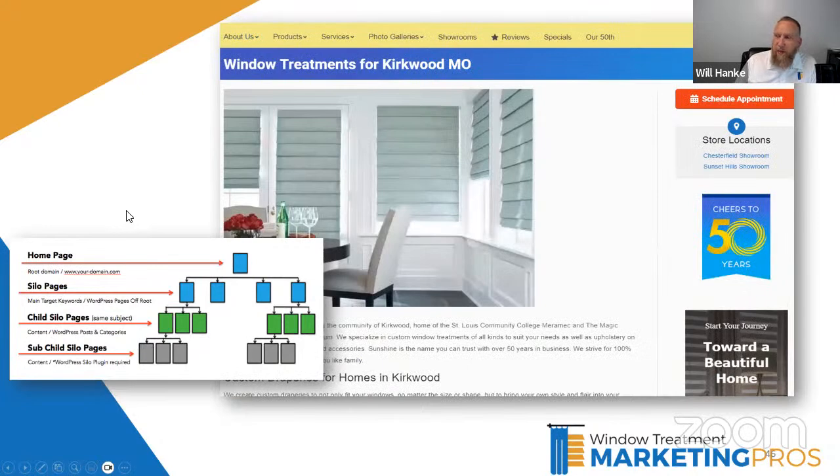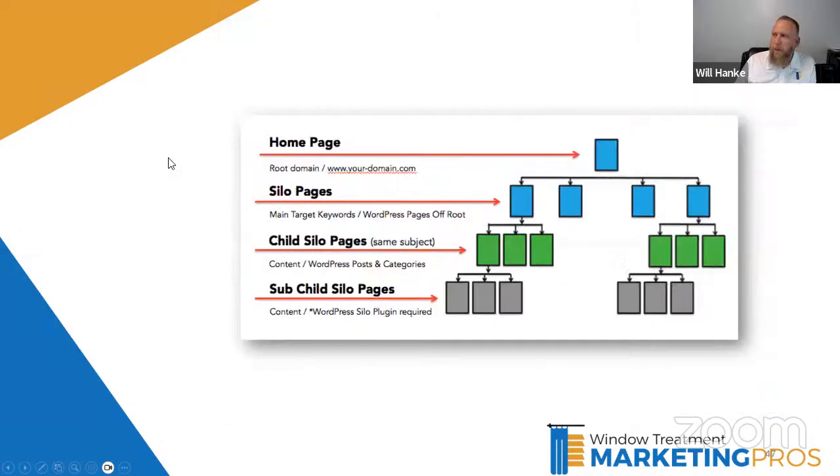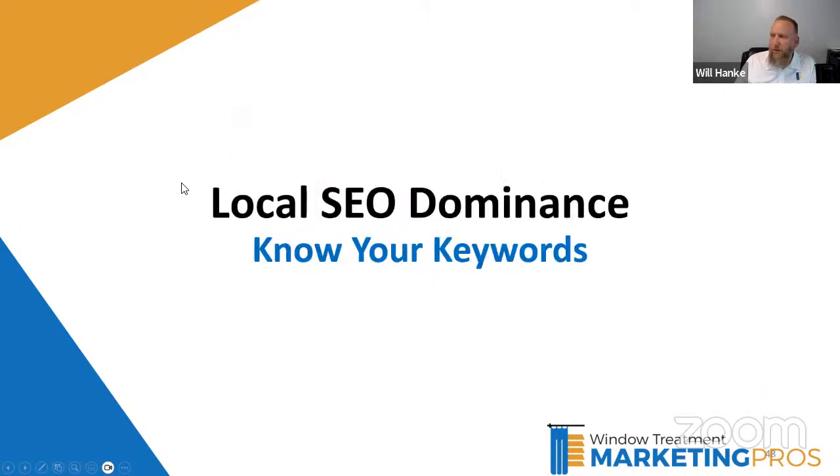Here's an example of a city page, which is a page that would probably be way down under service areas, right? Probably a child silo page. So this is the structure again, and it's definitely worth building things in that order.